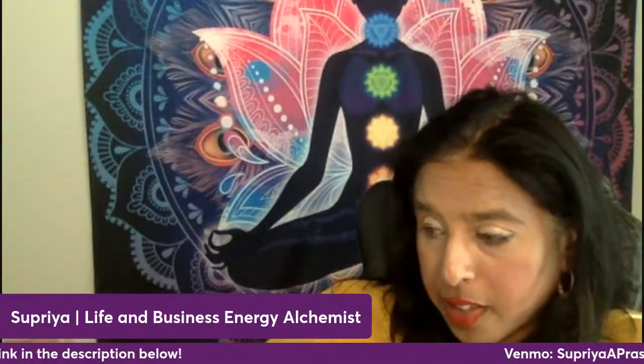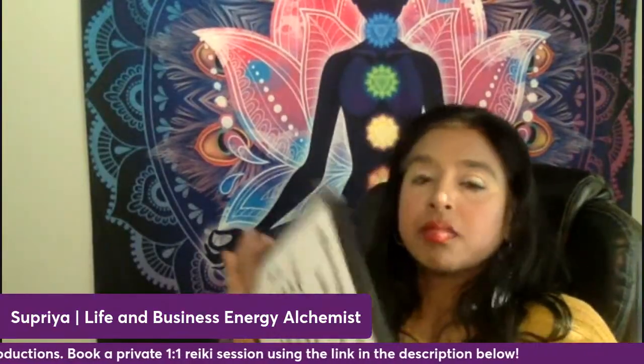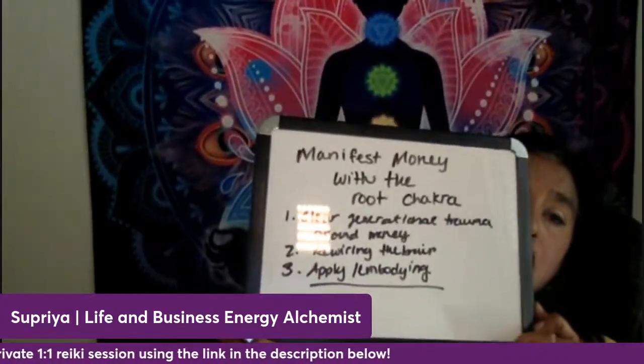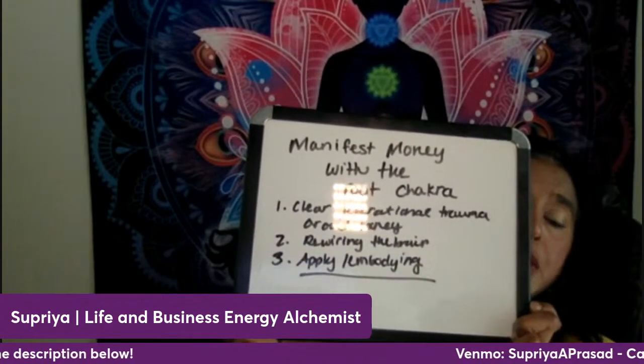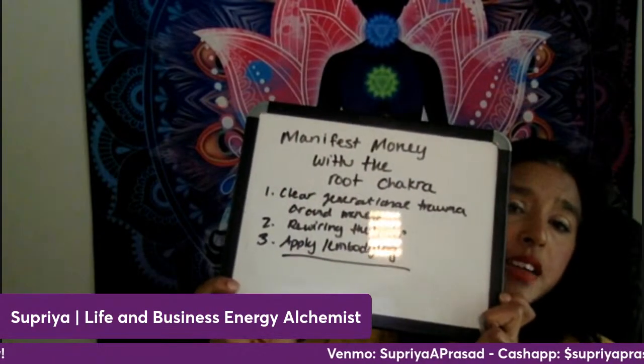you also need to do those three things that I mentioned, like grounding, meditating, visualizing, and applying, embodying. You need to become her, pretty much. You need to become her. Clearing generational trauma around money, rewiring the brain, and embodying and applying.